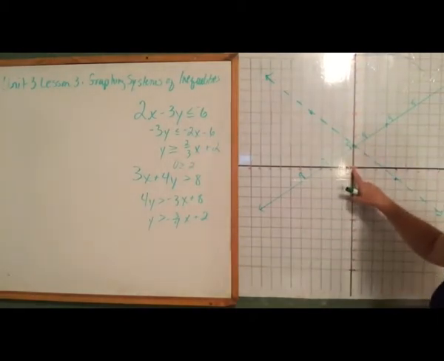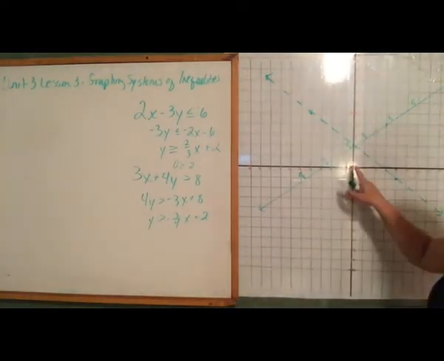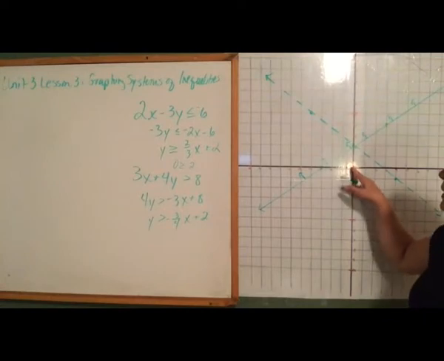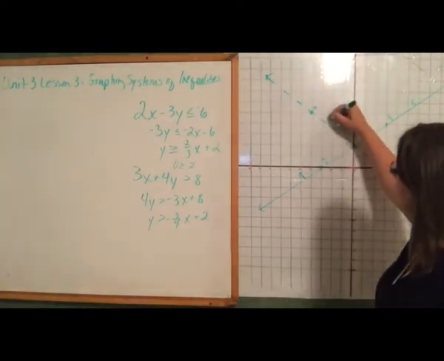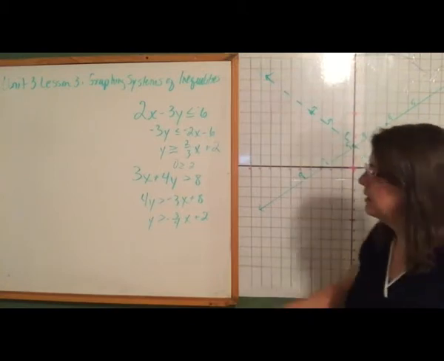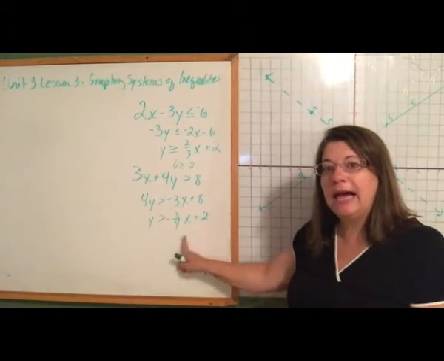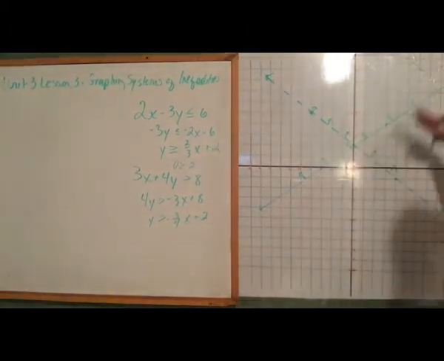If you plug (0, 0) in, you would have 0 is greater than 2. That is, again, false, so I'm going to shade above. There's one way to do it. Another way to do it is, y is greater than the line, okay? So y is greater than the line is there.